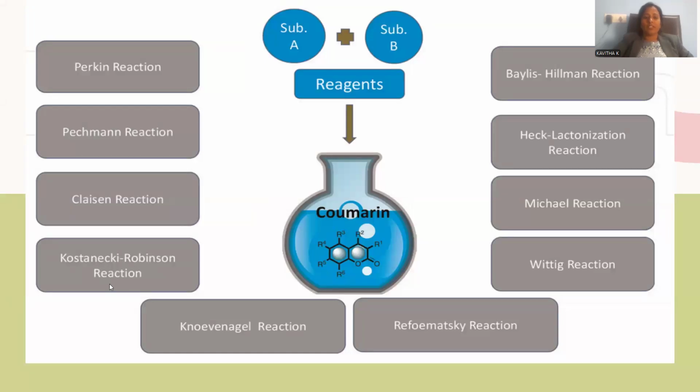Kostanecki-Robinson annulation will be there, and Knoevenagel condensation is the most familiar one, and most of the scientists will go through this one. Reformatsky reaction is also possible for this coumarin synthesis. Wittig olefination is more familiar, but Wittig was also tried for the synthesis of coumarin as well. Michael addition reactions also give rise to coumarin as the final product.